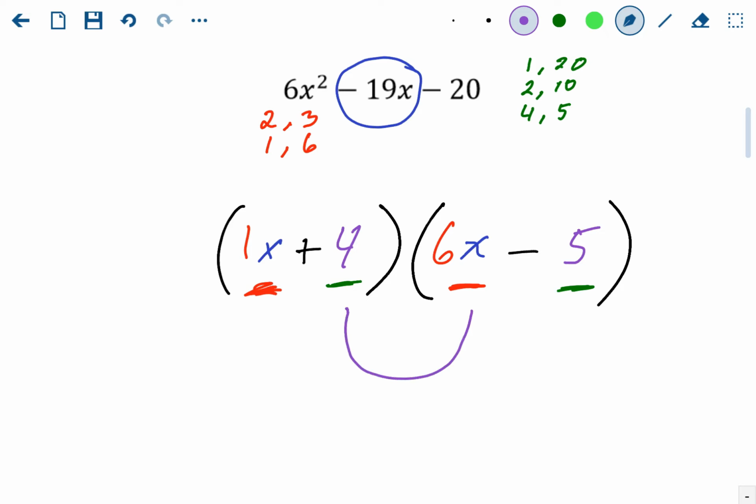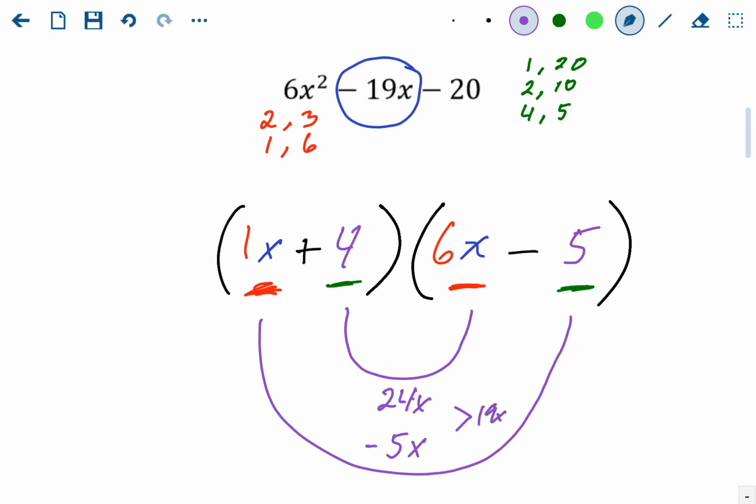All right, so I put 4 and 5 in. That gives me 24x on the inside multiplication. It gives me negative 5x on the outside multiplication. 24 minus 5 is 19x. So you might be thinking that's what we need. That's not what we need, though. We need negative 19x, and we have positive 19x.